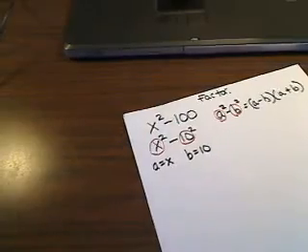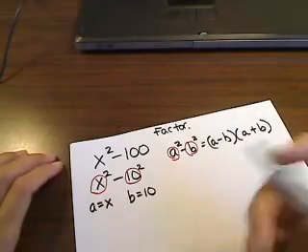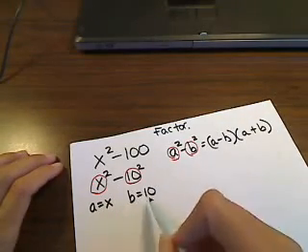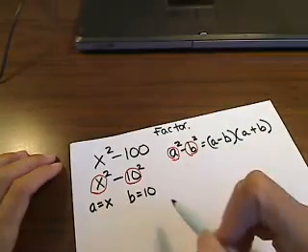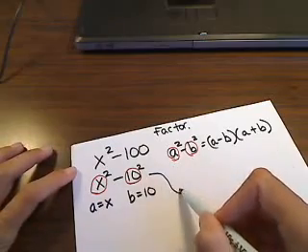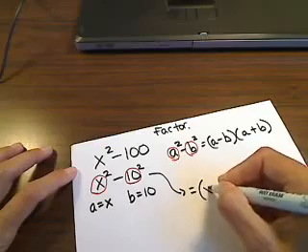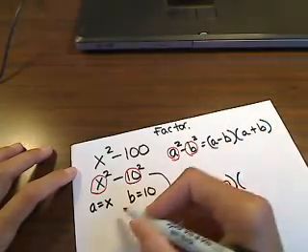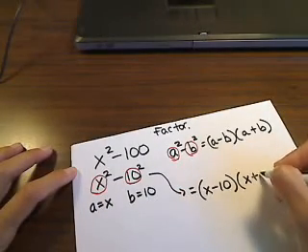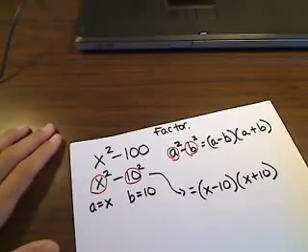If I then take the x and the 10, and everywhere there's an a and a b in my formula, I just plug in x and 10, then I'm using that formula to factor this. So it's going to look like the a minus the b, which is x minus 10, times the a plus the b, which is x plus 10. So that would be factoring using the difference of squares formula.